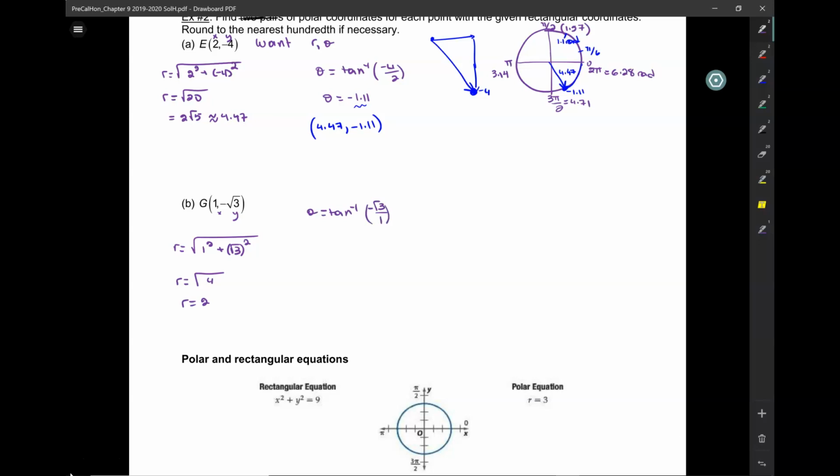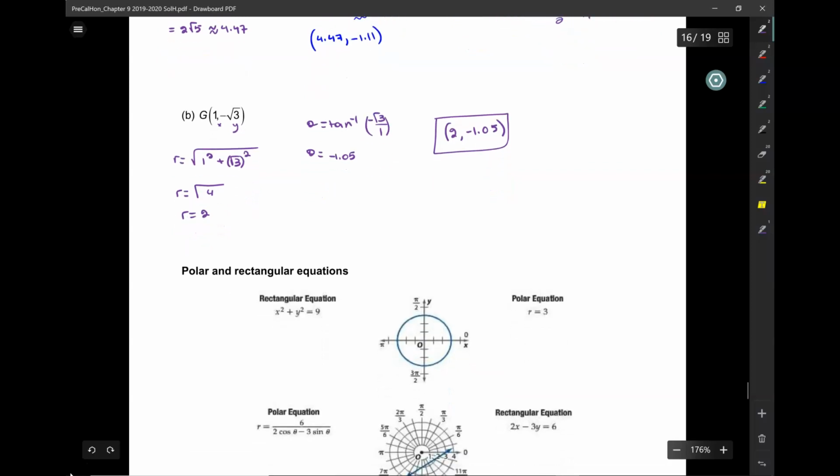Right? And how much is that? Well, wouldn't you know it? It's negative 1.05. Okay? So the coordinates would be 2 comma negative 1.05. Okay, so in the book too, if it asks you for 2 coordinates, just find the 1. All right? Okay, so that's so much for coordinates.